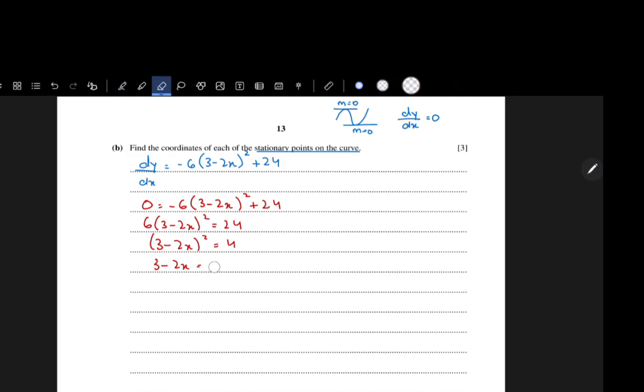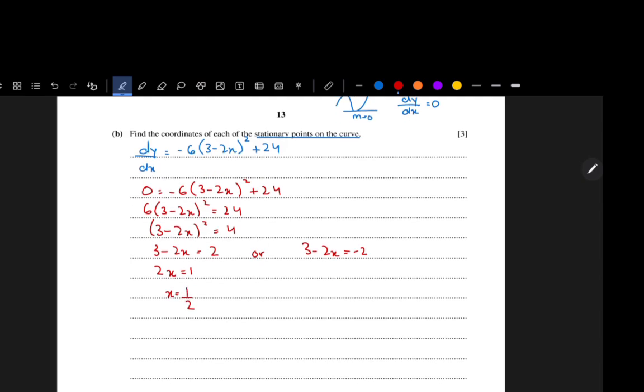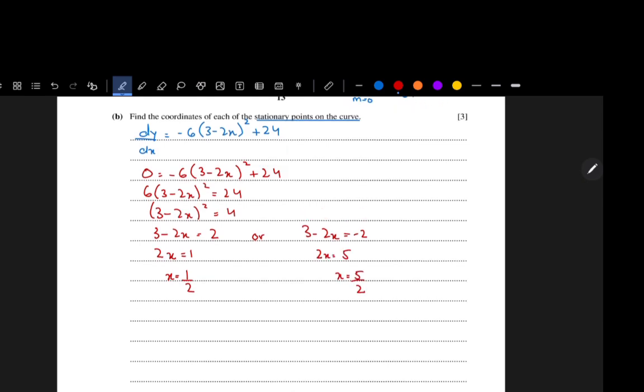or we can write this down as 3 minus 2x equals 2, or 3 minus 2x equals negative 2. Solving this further will give us 2x equals 1, and x equals 1 upon 2, and this will give us 2x equals 5, and x equals 5 upon 2.